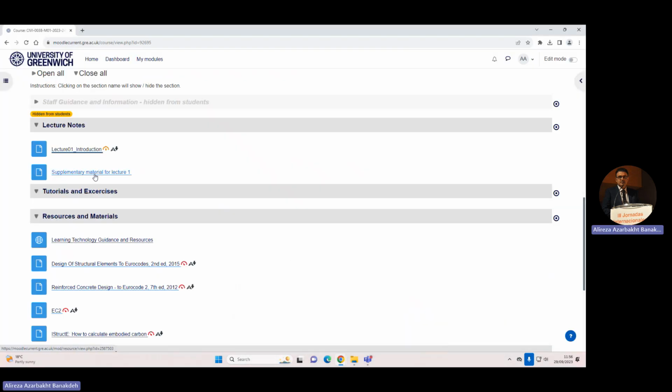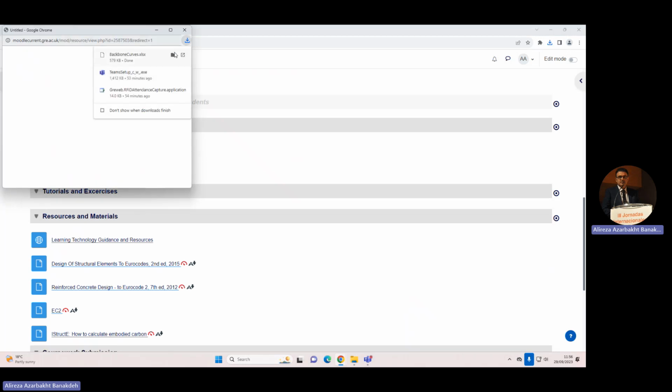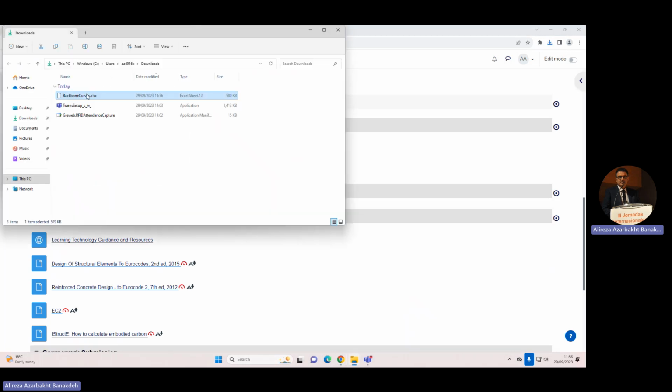There is on the Moodle a supplementary material for lecture 1, beneath the lecture 1 slides, which is, you can expect what it is. It's an Excel sheet.